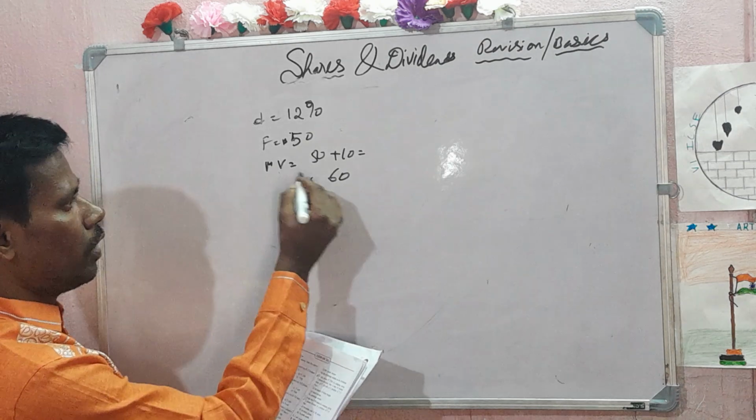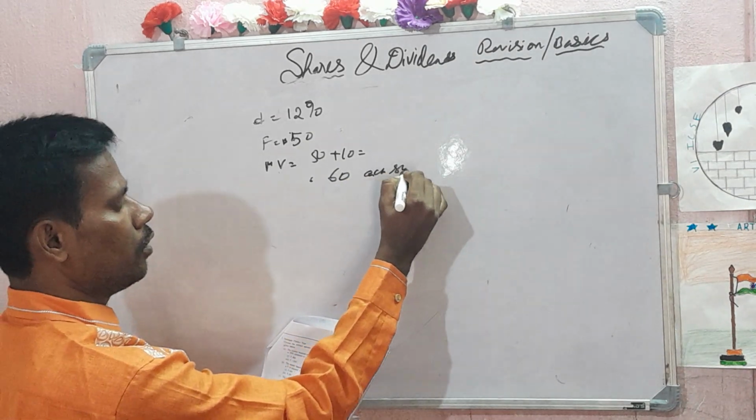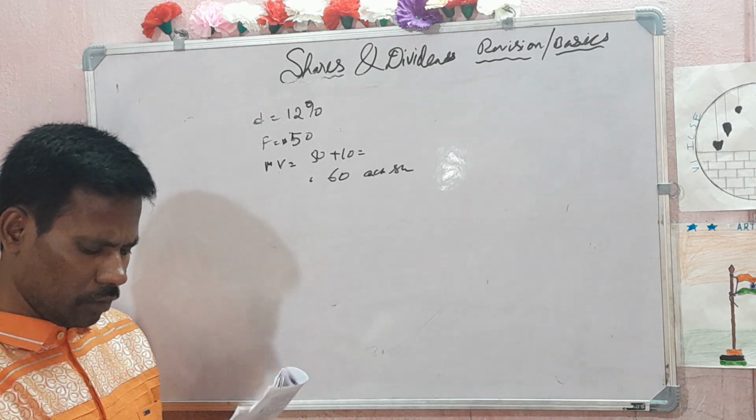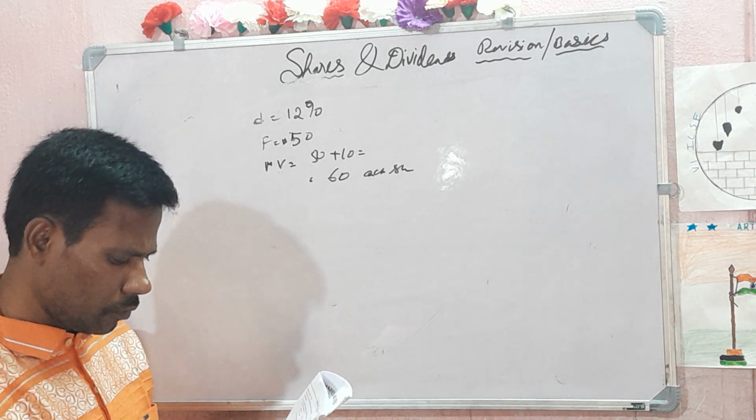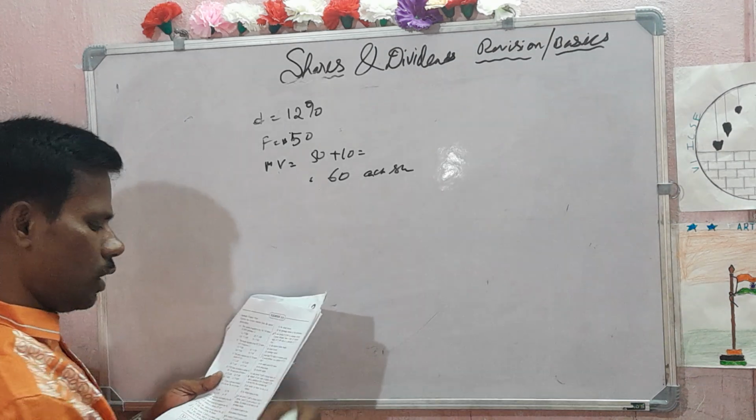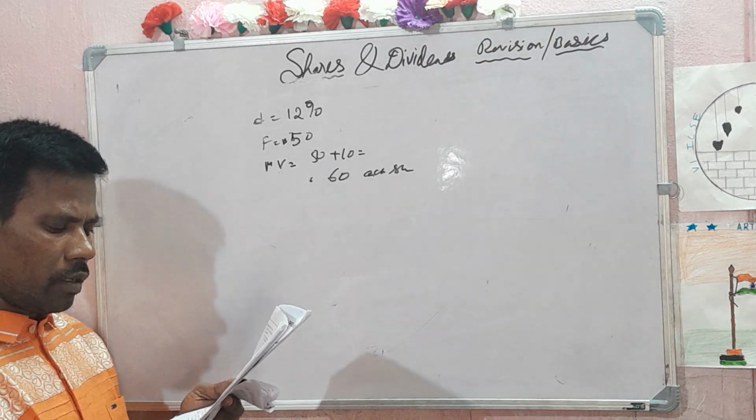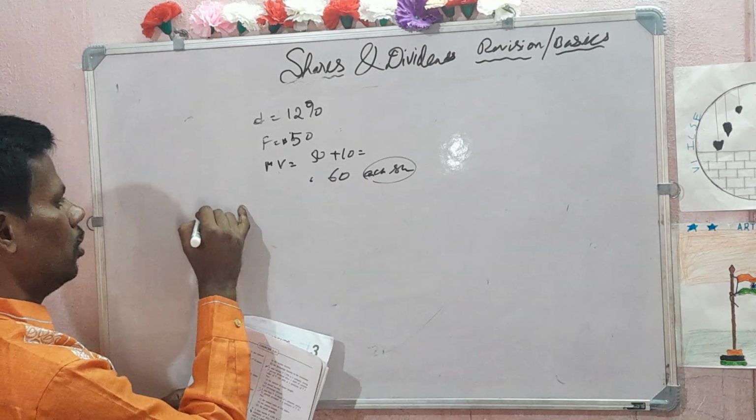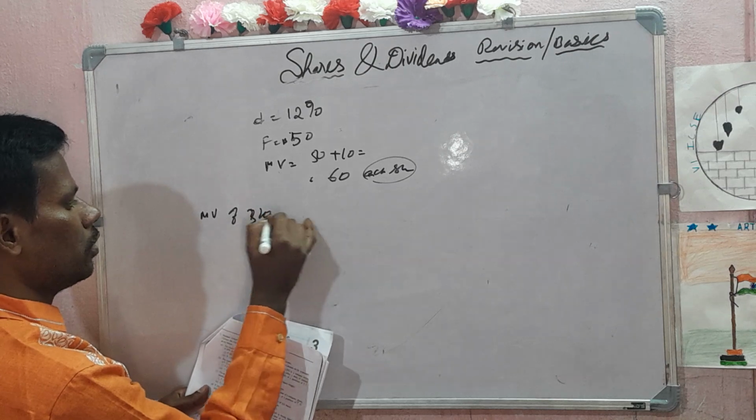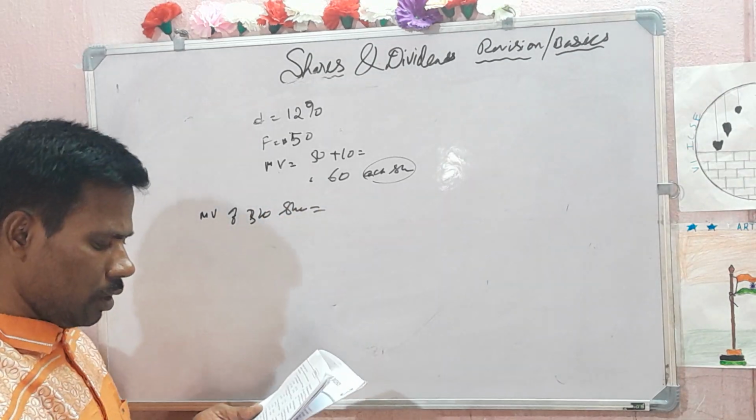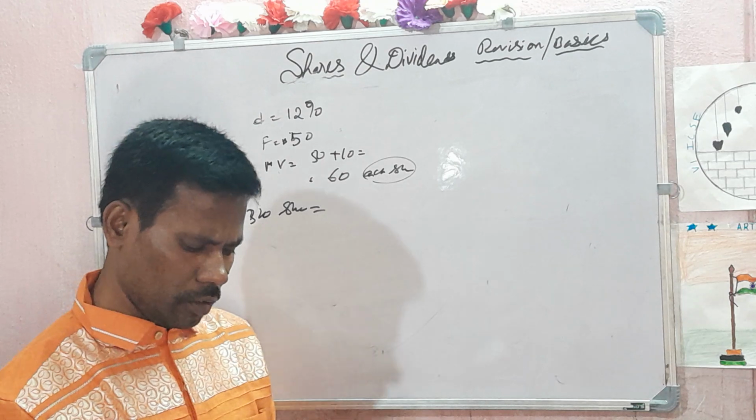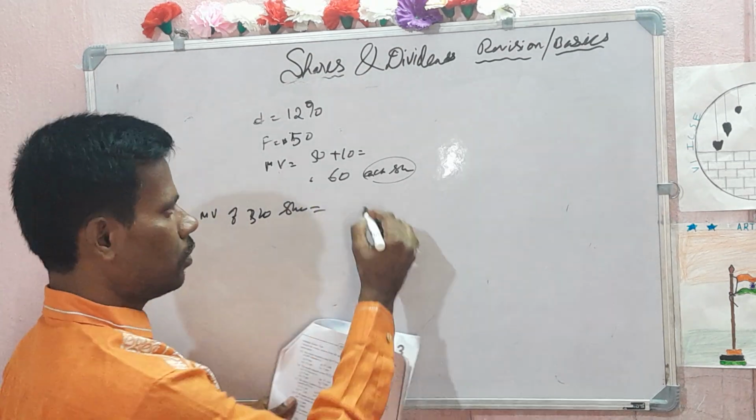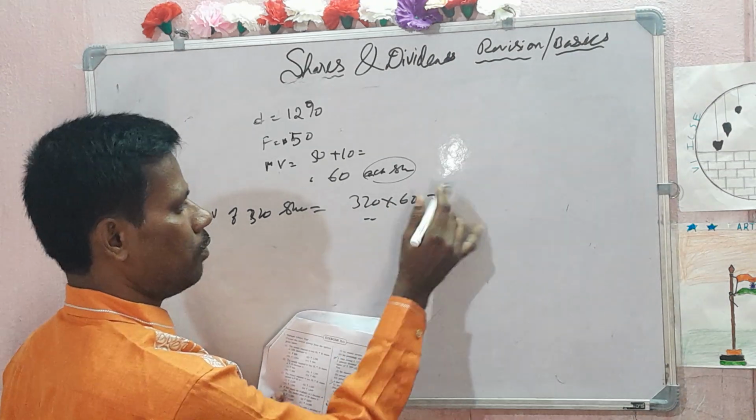Market value of each share, this is it. So that's it, they gave only this. What is being asked? Market value of 320 shares. Market value is for each share. For one share the market value is 60. For 320 shares, how much? 320 into 60. Multiply it, and you will get the answer.